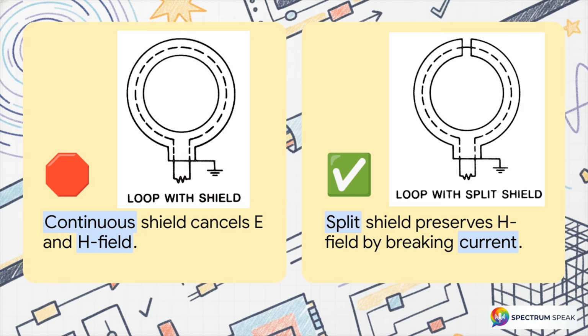Think about this. If you build a loop antenna and wrap it in a standard continuous shield grounded at the base, yeah, it completely eliminates the electric field pickup. However, a continuous loop allows that shield current we just calculated to flow freely all the way around the circumference. And what happens? That shield current generates an equal and opposite external magnetic field. Tragically, this perfectly cancels out the very magnetic field you are trying to measure in the first place. So a continuous shield blocks both the E field and the H field. It defeats the purpose entirely.